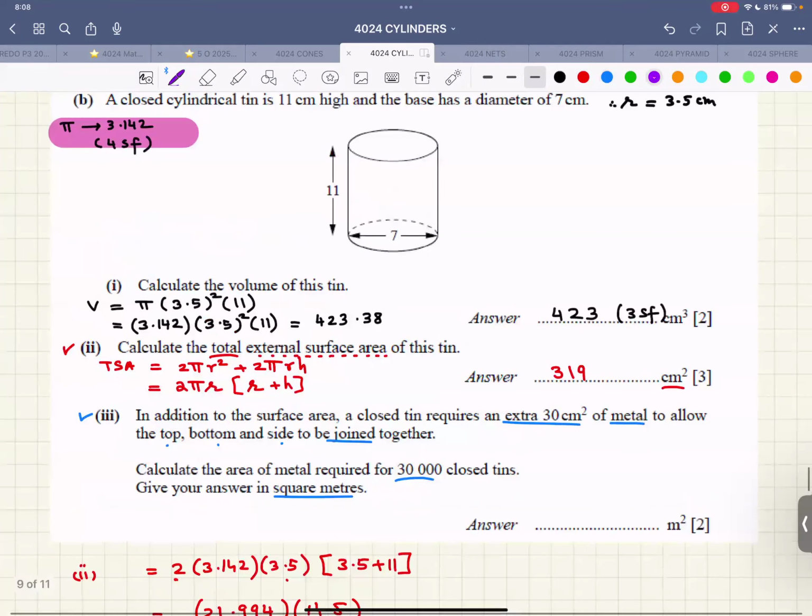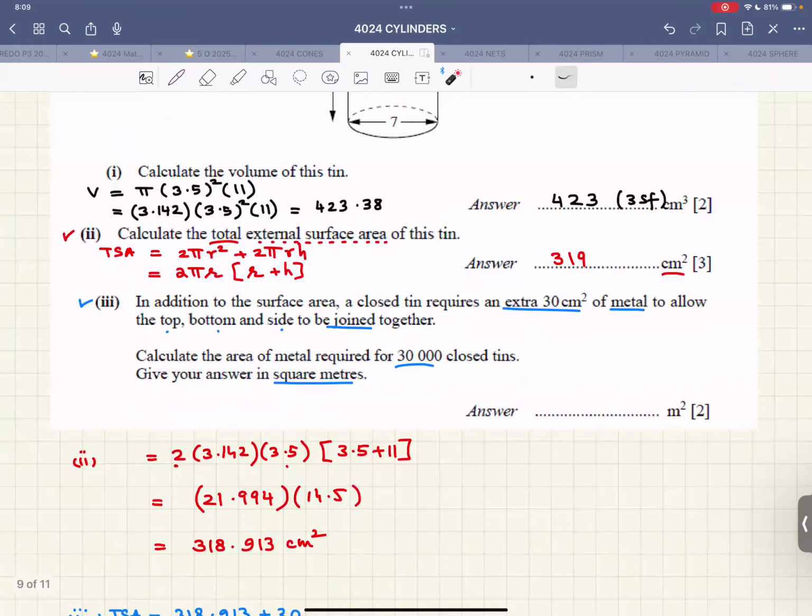So now let's look at the solution. First of all, use pi as 3.142, 4 significant figures. Volume, that is pi into 3.5, half of this is 3.5, square into 11. That's the volume, round off.